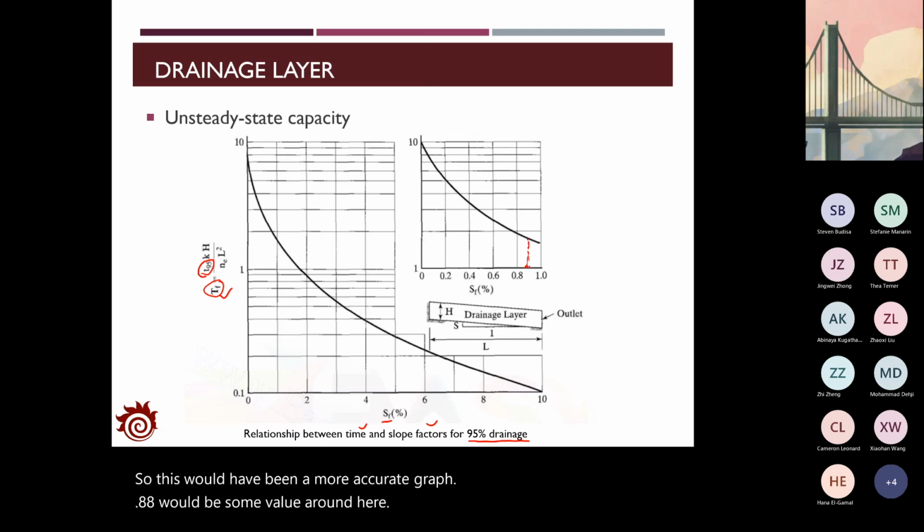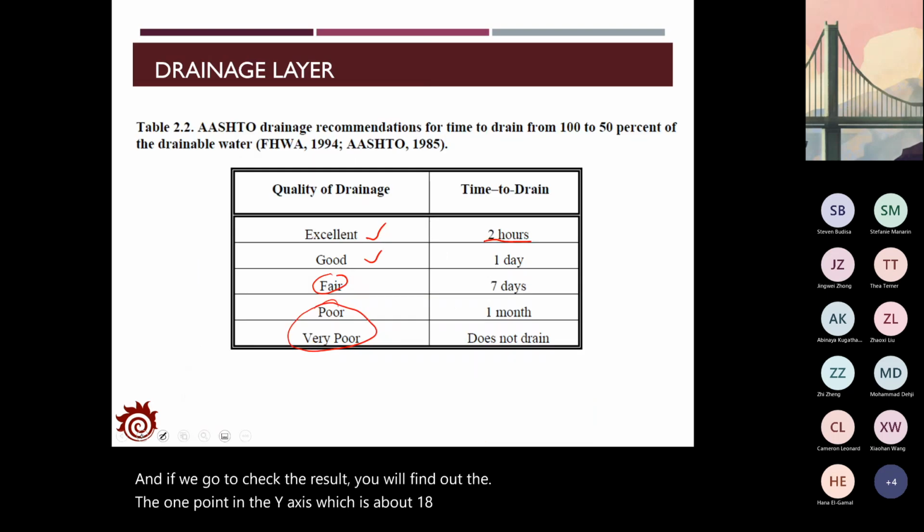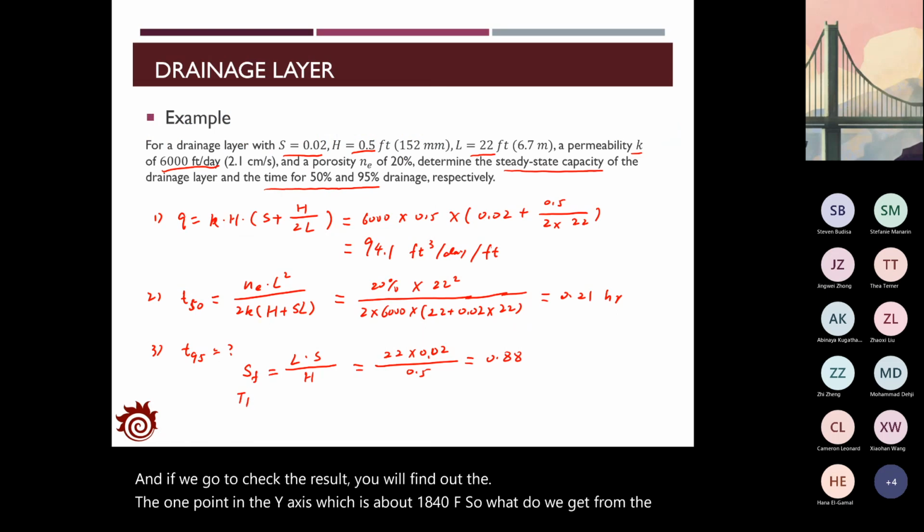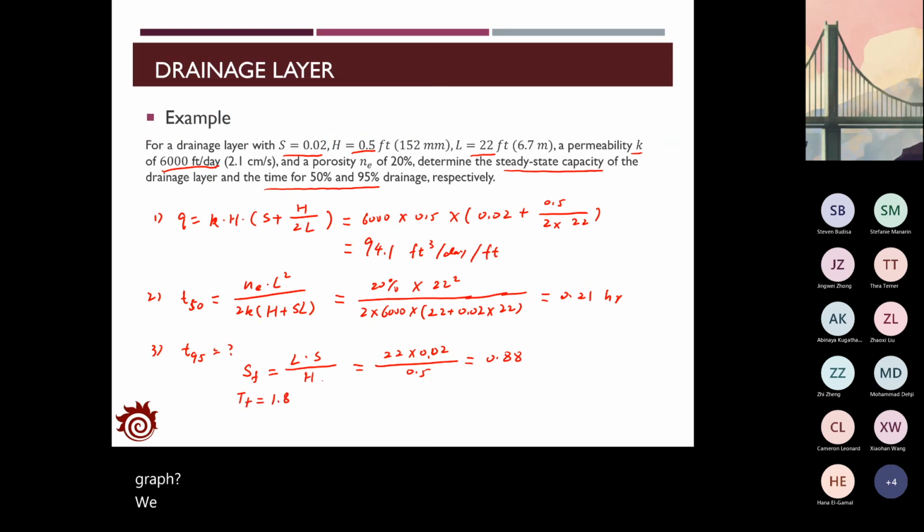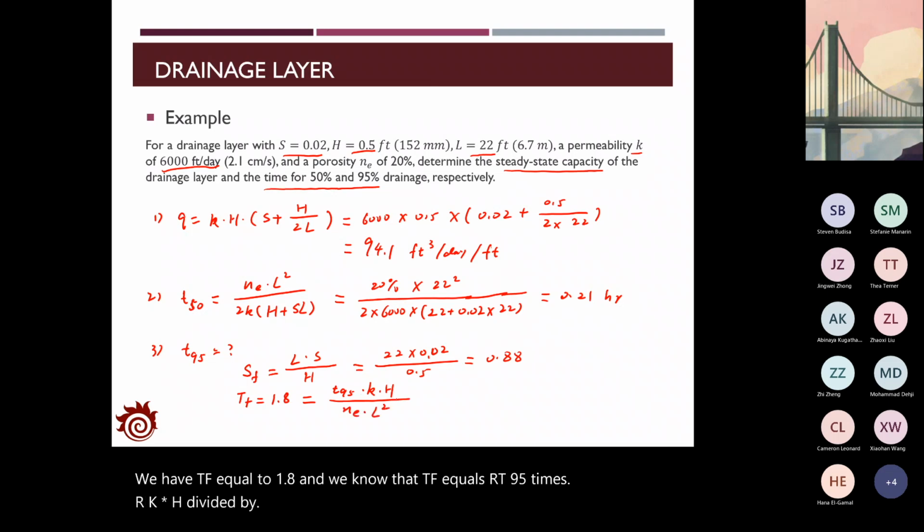And if we check the result, you will find the point on the y-axis, which is about 1.8 for the TF. So what do we get from the graph? We have TF equal to 1.8. And we know that the TF equals T95 times K times H divided by NE times L squared.